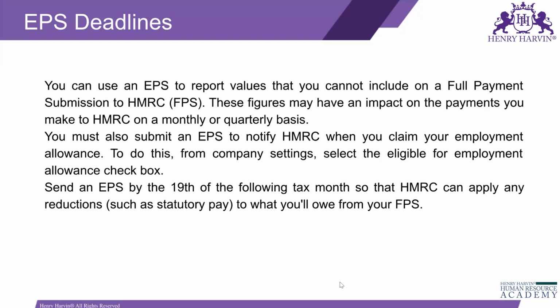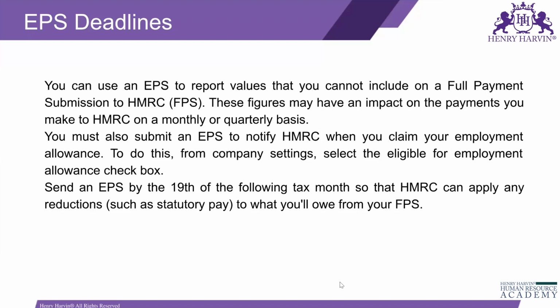You must also submit an EPS to notify HMRC when you claim your employment allowance. When you send the EPS, you need to check this option in your online portal account. That is the HMRC online portal account. There will be an option, it will always pop up, that you have not claimed the employment allowance. So you have to check the eligibility. If you are eligible, then you have to click that option as yes. It will automatically notify HMRC.